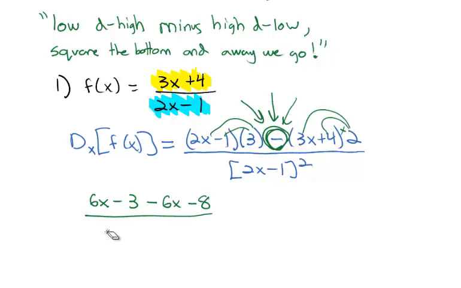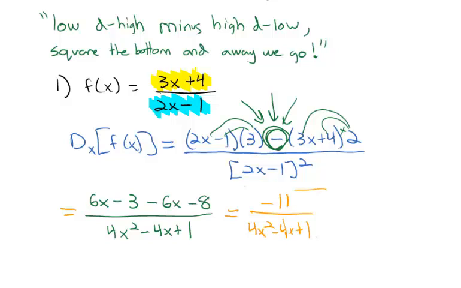All over, when we square 2x minus 1, we get 4x squared minus 4x plus 1. Combine like terms on the top. We've got negative 11, the 6 x's subtract out, over 4x squared minus 4x plus 1. And we've got our derivative.